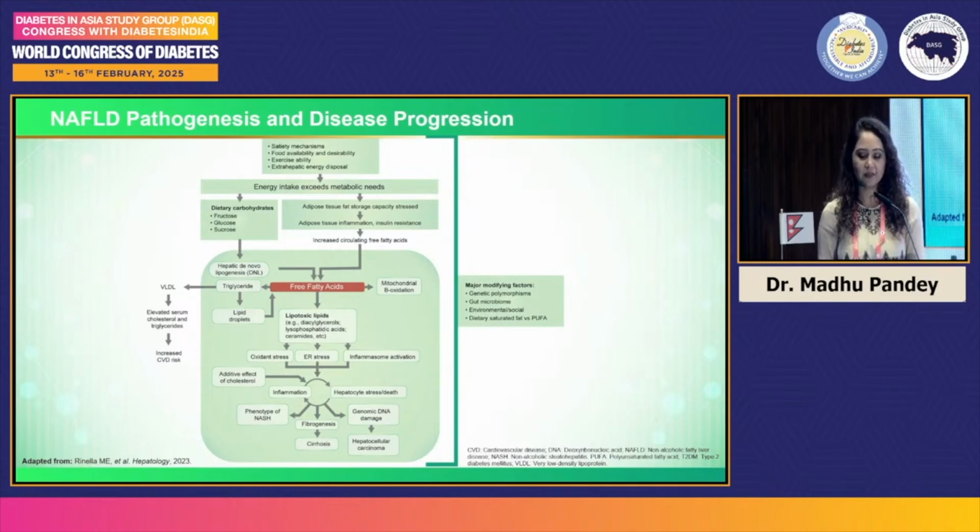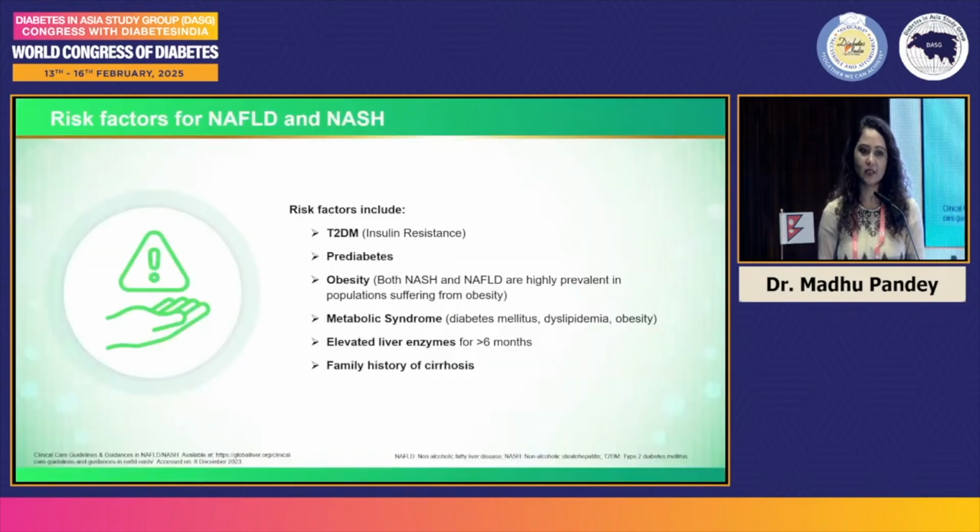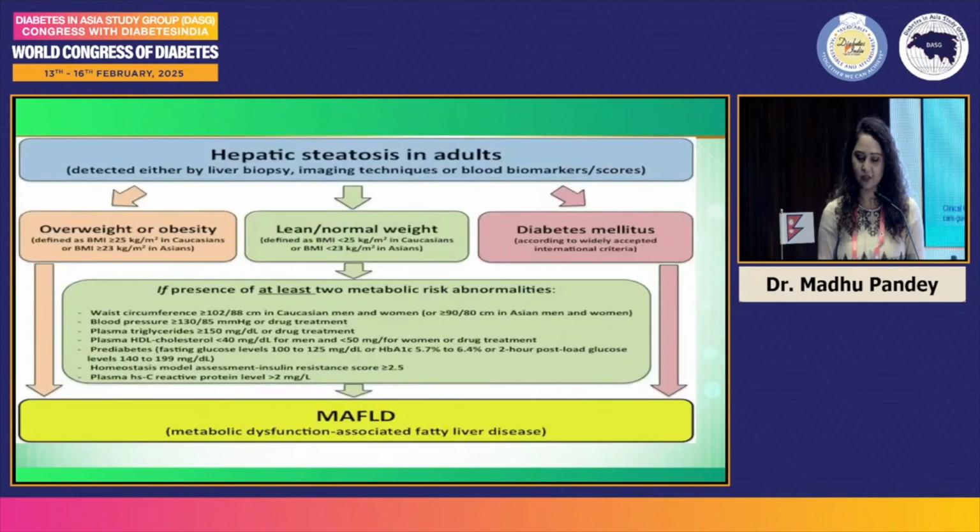And further, if free fatty acid deposition is there, oxidative stress, ER stress, and inflammation activation occur, which lead to the phenotype of NASH, fibrogenesis leading to fibrosis, and genomic DNA damage leading to hepatocellular carcinoma. And free fatty acids undergo mitochondrial beta oxidation, leading to disease progression. Risk factors for NAFLD and NASH include type 2 diabetes, that is insulin resistance, prediabetes, obesity, metabolic syndrome, elevated liver enzymes for greater than 6 months, and family history of cirrhosis.